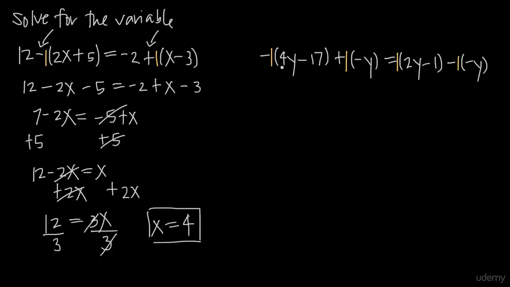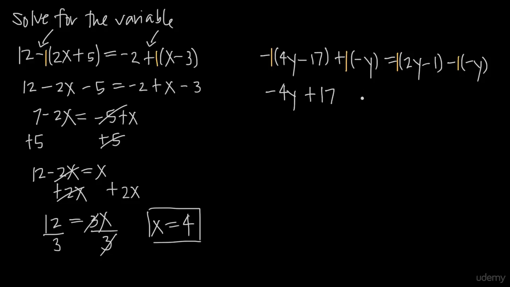So now we just want to distribute these negative or positive 1s across whatever we have inside the parentheses. So here we have negative 1 times 4y minus 17. Well, negative 1 times 4y is a negative 4y. Negative 1 times negative 17, our negative signs cancel, and we get positive 17. In other words, we had a negative sign, which means that both of the signs of these terms inside the parentheses are going to change. So instead of positive 4y, we got negative 4y, and instead of negative 17, we got positive 17.